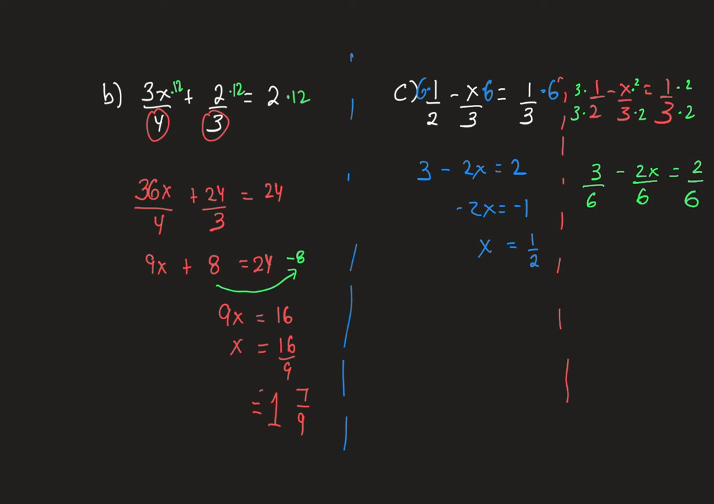So at this point, I can move the 3 over 6 to the other side. I'll have negative 2x over 6 is equal to 2 minus 3, which is negative 1 over 6. Now this turns into another one of those cross multiplication questions where I can multiply both sides by 6. So if I multiply both sides by 6, I should get negative 2x is equal to negative 1. So x should be equal to 1/2.